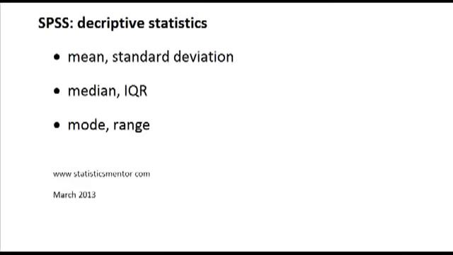Basically, think of them as brother-sister pairs. You've got to report both of them together. You either report for your variable mean and standard deviation, median and interquartile range, or mode and range. What these things are and how you do them in SPSS, we're going to look at now in an example.